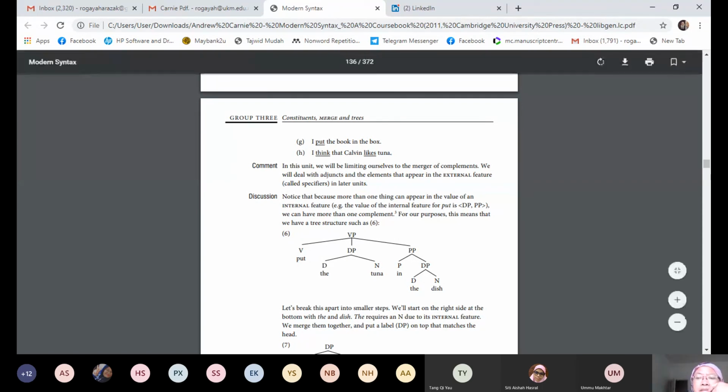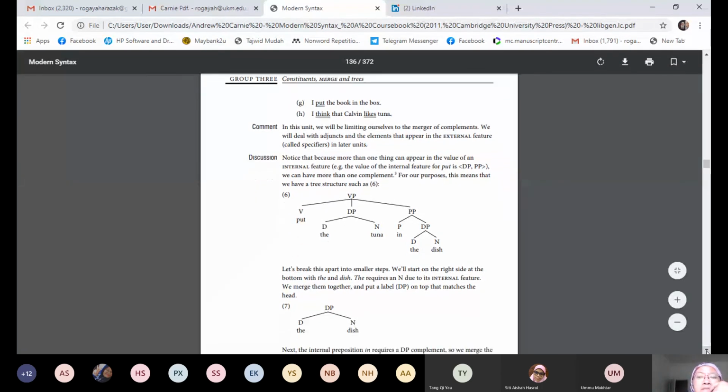So ultimately what we're doing is that, notice that because more than one thing can appear in the value of an internal feature. For example, the value of an internal feature for put is DP/PP. We can have more than one complement. For our purposes, this means that we have a tree structure such as this. So this is the tree structure that we can do.